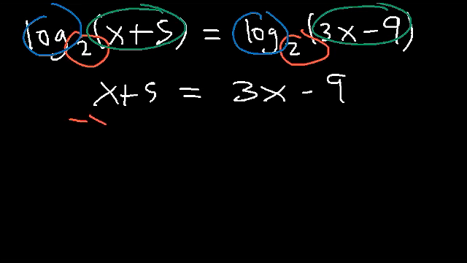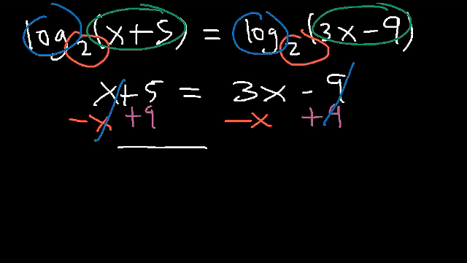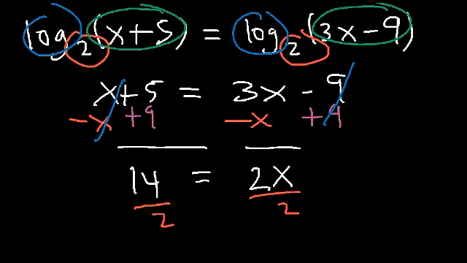So let's subtract both sides by x, and at the same time let's add 9 to both sides. So 5 plus 9 is 14. 3x minus 1x is 2x. So 14 divided by 2 is 7, therefore x is equal to 7.